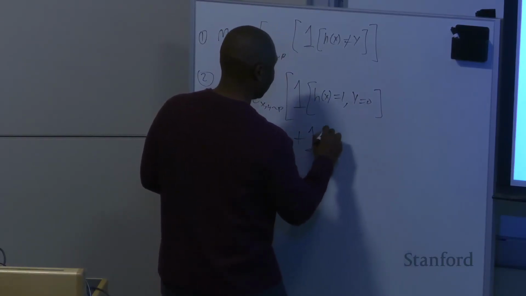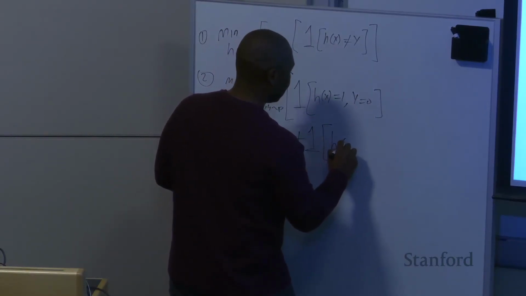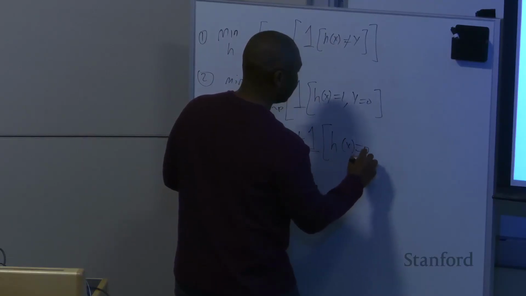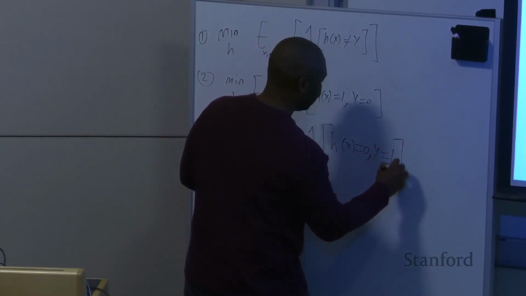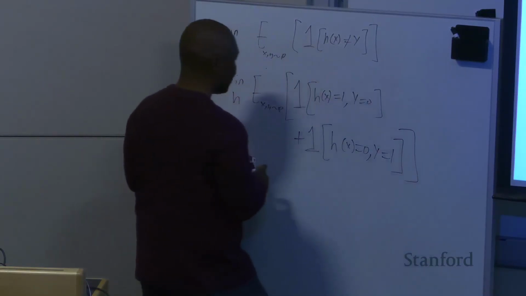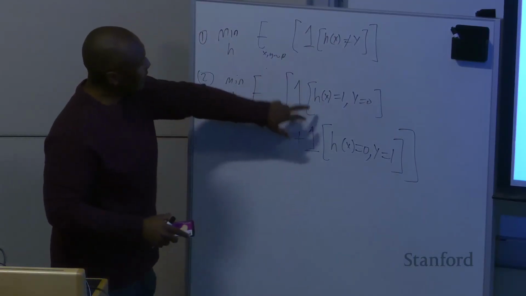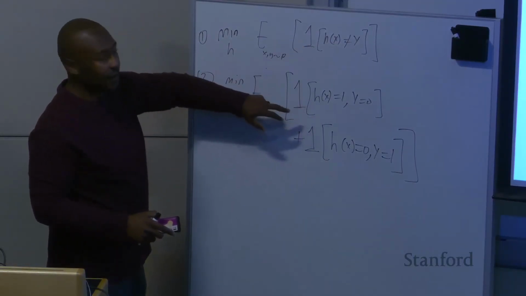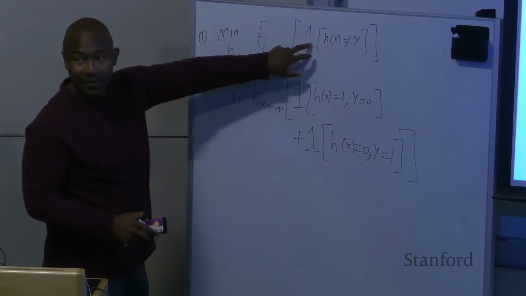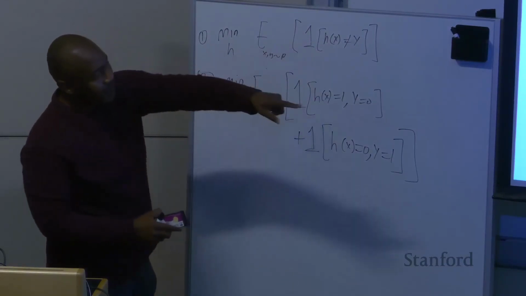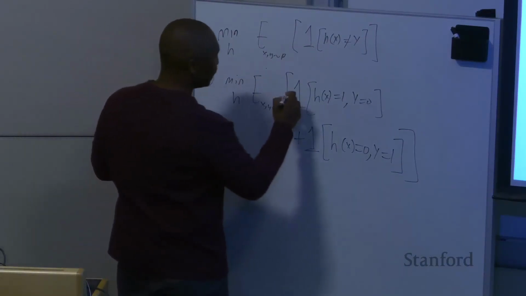Plus the other kind of mistake, h of x equals 0, y equals 1. Okay, so this is my overall problem. And suppose this is the exact same thing as this, because these are the two ways I can make a mistake. So I'm just decomposing that. But suppose I have a weighted version. So I put an alpha 1, alpha 2, or a1, a2.